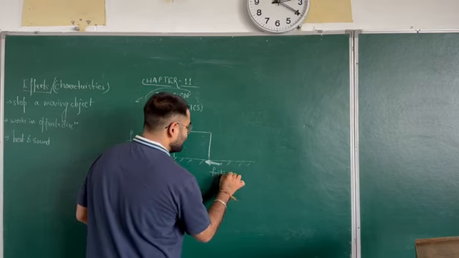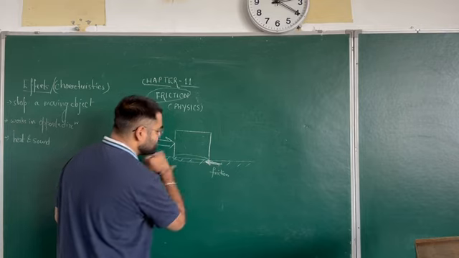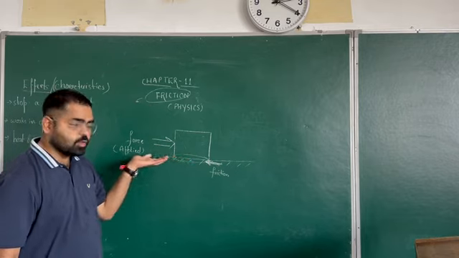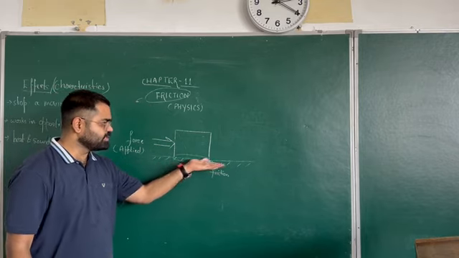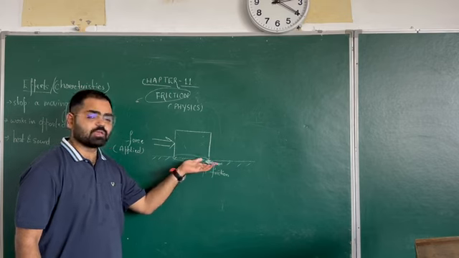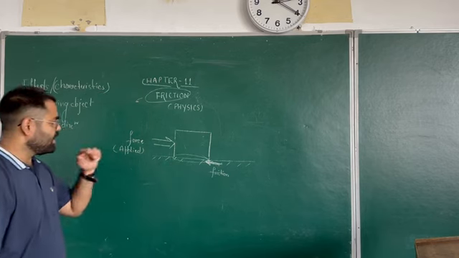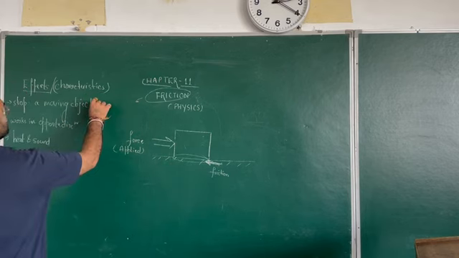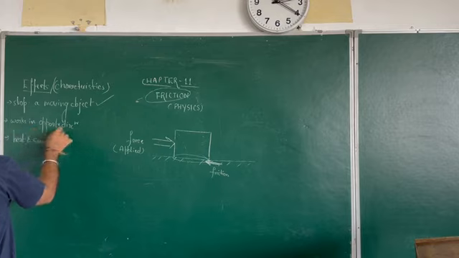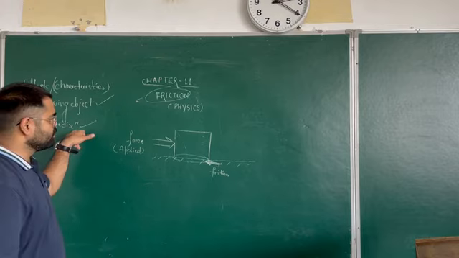Friction is coming between these two surfaces which are in contact: the lower surface of this block and the upper surface on which the block is kept. So friction comes into play in this particular area. Again, we can say it will stop a moving object and it will always work in the opposite direction to the applied force.